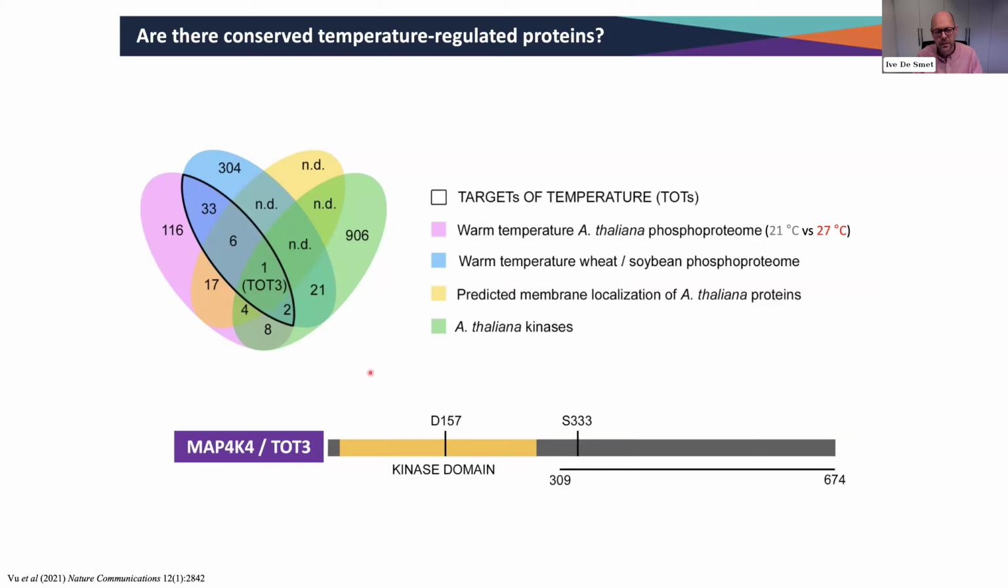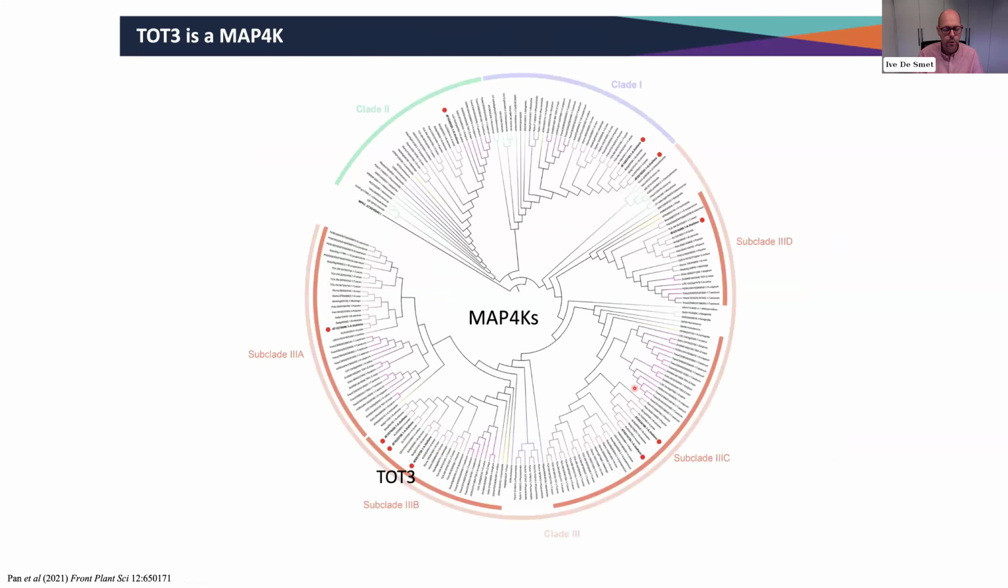So we then refined our selection a little bit further by only looking at kinases and membrane-localized proteins. And there we identify one of these proteins, which we call TOT3, and this is encoding a MAP4K protein, specifically MAP4K4. And at the time when we started this analysis, not that much was known about these MAP4K proteins. So we looked a little bit at the phylogenetics within the green lineage. We identified 3 distinct clades, and TOT3 is a member of this subclade 3b.